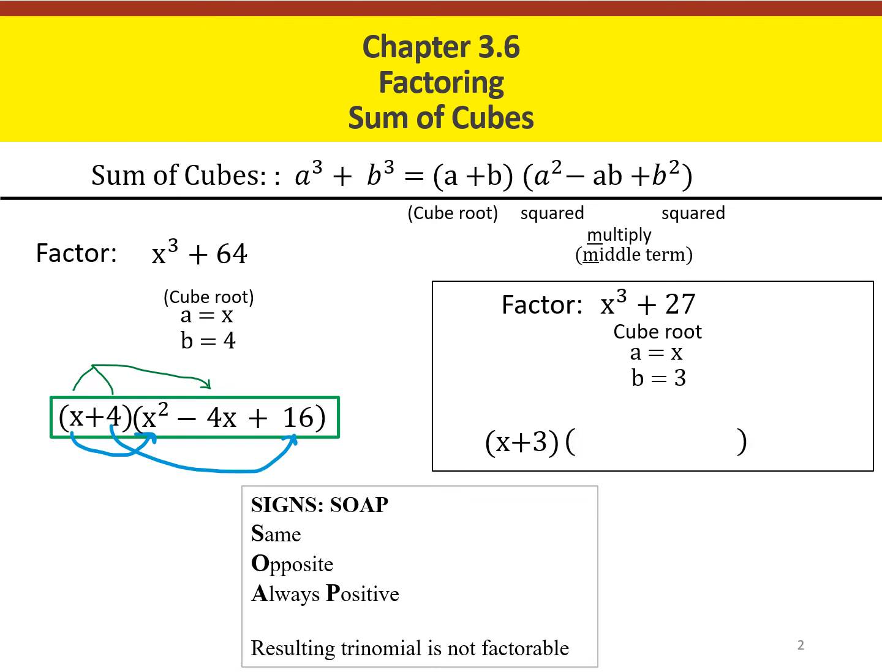Then we write the second parentheses. We know we're going to have 3 terms. First term, you take the x and square it. Last term, you take the 3 and square it. Middle term, M for multiply, again looking at the 3 and the x: 3 times x. Now we have to look at the SOAP for the signs. We have same, opposite, always positive, and that's your answer. Pat yourself on the back. You got it right. You did a good job.